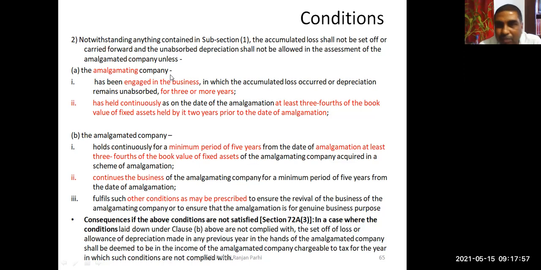So the amalgamating company has to comply with certain conditions. The amalgamated company has to comply with certain conditions. Then only can the loss get a fresh life. Okay. Is it clear to you up to this? Yes, friends. Okay, friends.